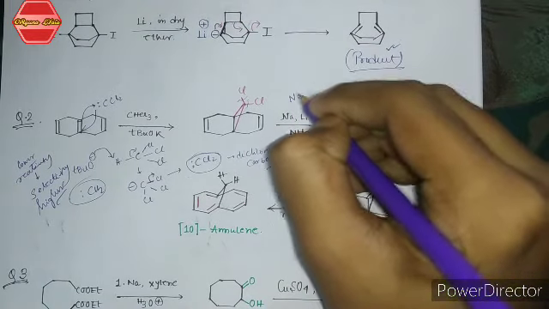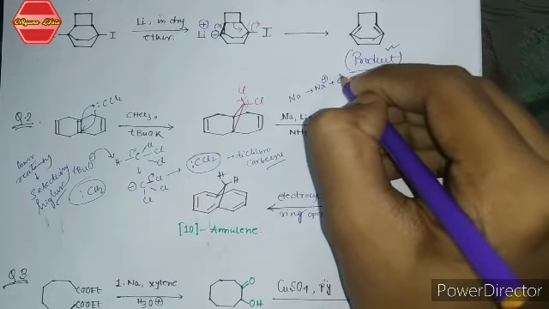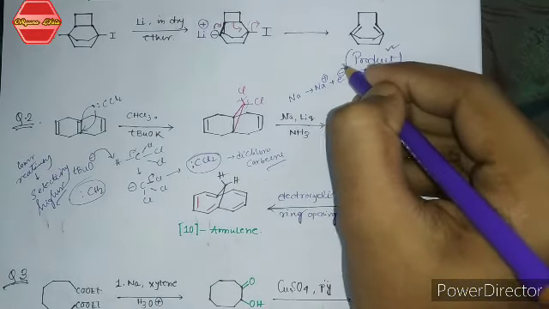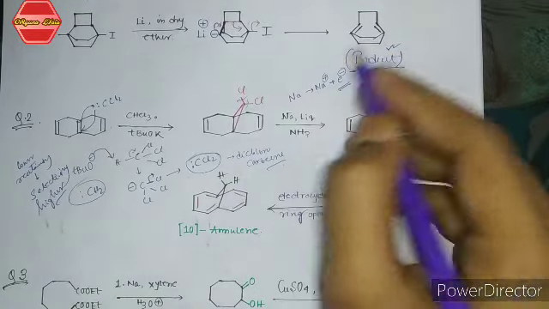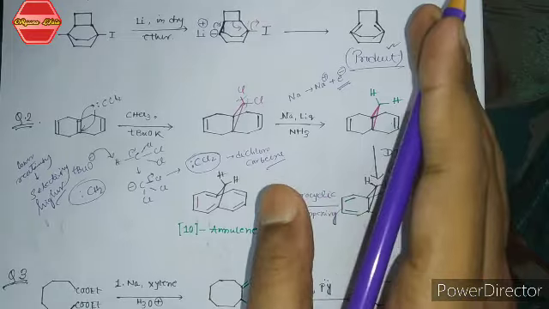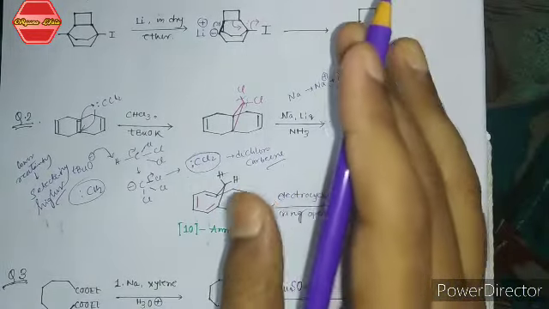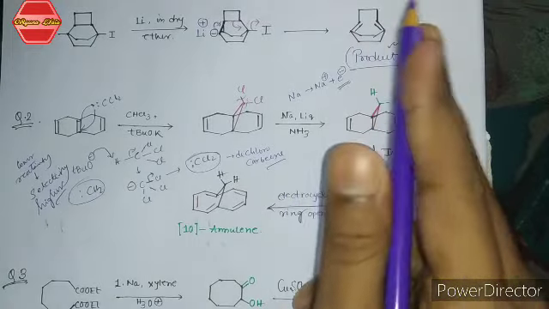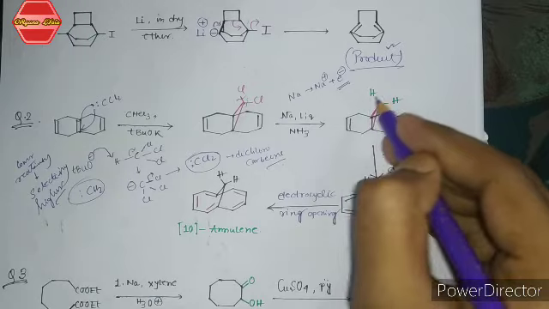We all know how the reaction proceeds: sodium gives Na+ and a single electron, and this electron reacts with these two Cl. We all know the reaction mechanism of Birch reduction. If you don't know how the mechanism of Birch reduction proceeds, I will make another separate video for that. Okay, so this is your overall product.